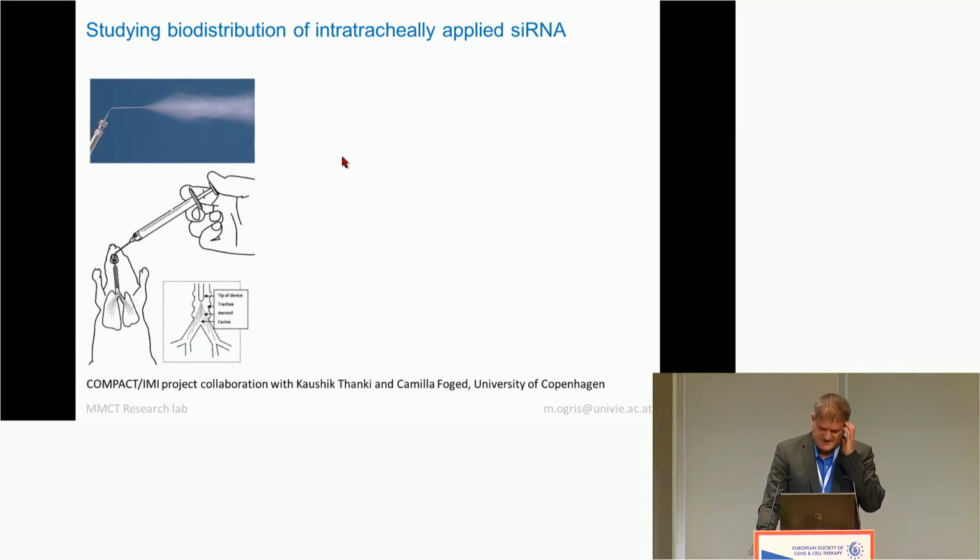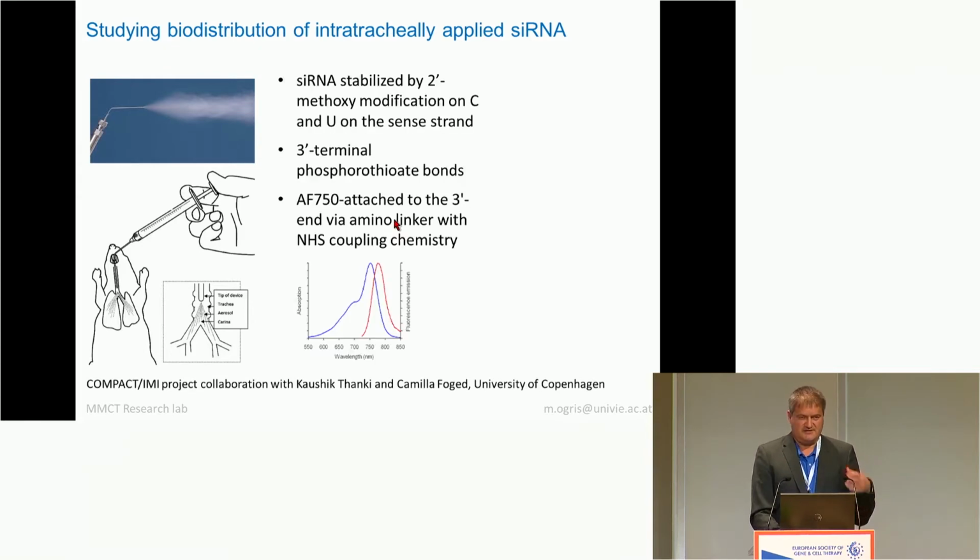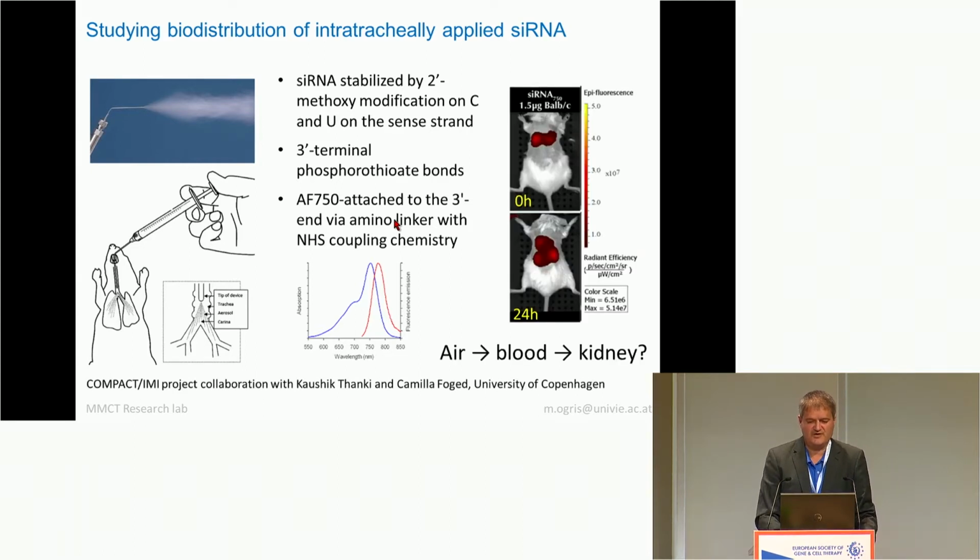We applied this to track the dynamics of siRNA biodistribution. For this, we applied it by microspraying intratracheally into mice, and the dye, called Alexa Fluor 750, is covalently attached to the siRNA, and you see already with 2D imaging there is something happening. So this is the lung area, and this, we are not sure what it is, is it a kidney?